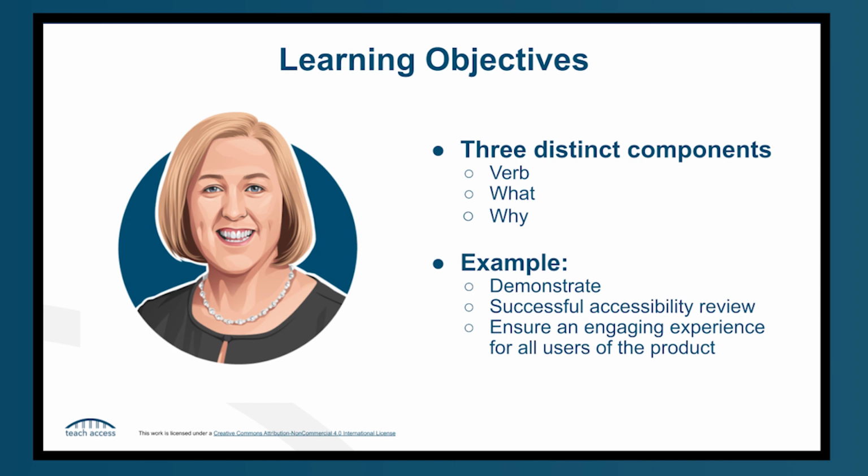So now we have all 3 parts of the learning objective. Demonstrate, the verb. A successful accessibility review, the what. To ensure an engaging experience for all users of the product, the why. Now, with it all put together, the entire lesson objective is: students will demonstrate the ability to successfully review a work product using an integrated accessibility tool, ensuring an engaging experience for all users of the work product.